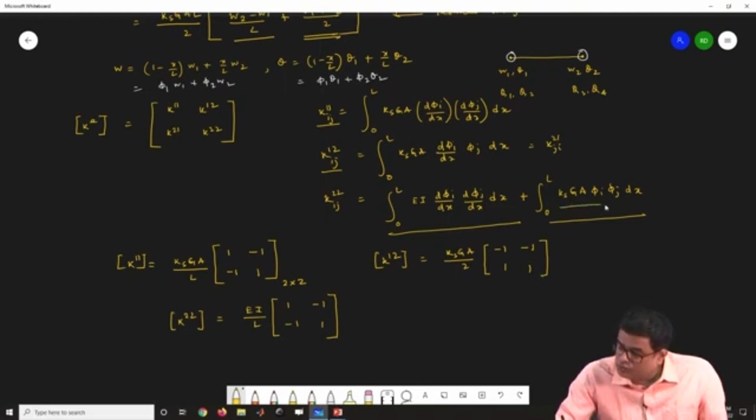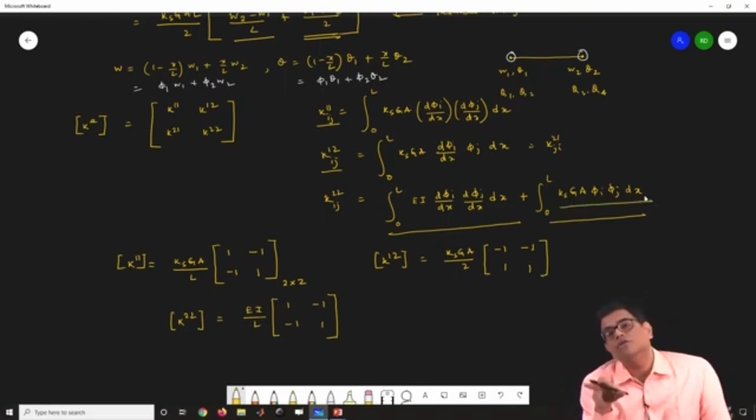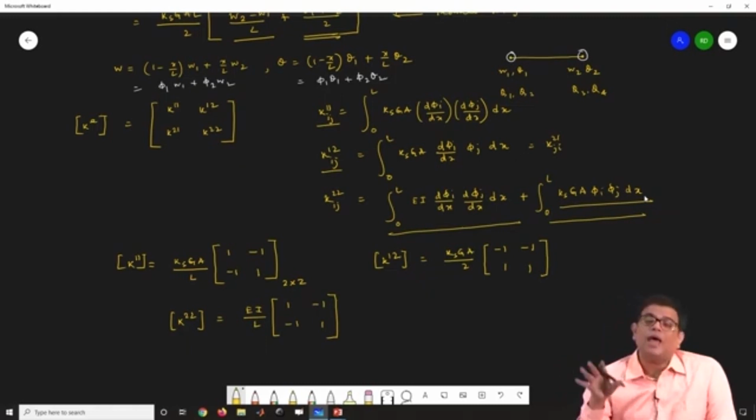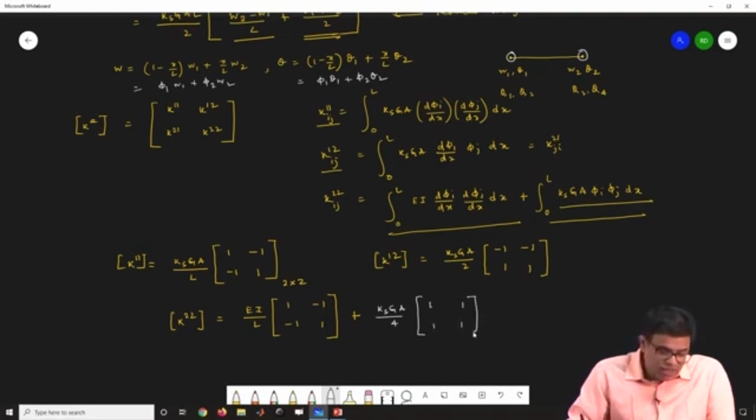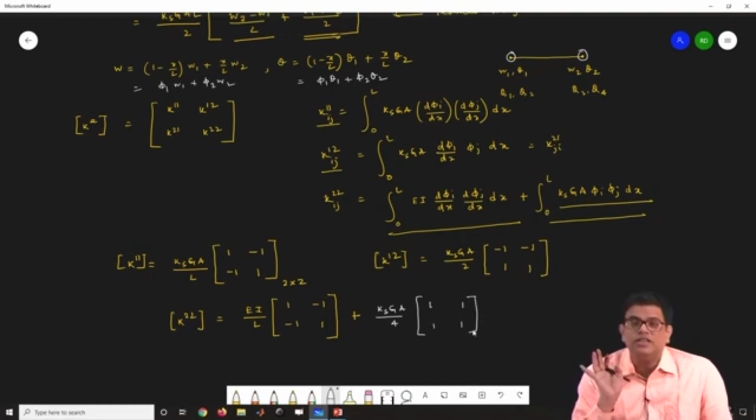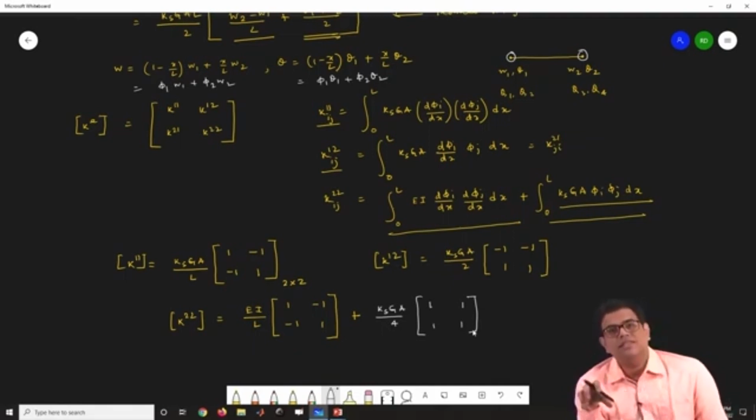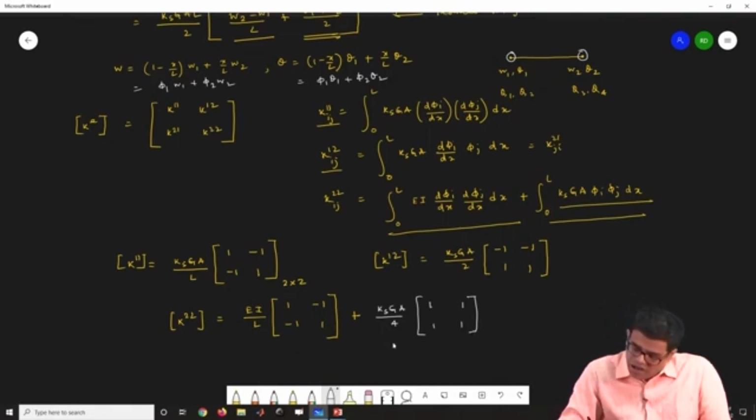Now the second term has a linear variation, so I have to use the reduced integration, otherwise the theory will be inconsistent and the bending term will be 0, or rather it will show locking. So the second term has to be constant, and it comes out to be Ks G A by 4 times 1, 1, 1, 1. So this is the reduced form. That's the basic change here.